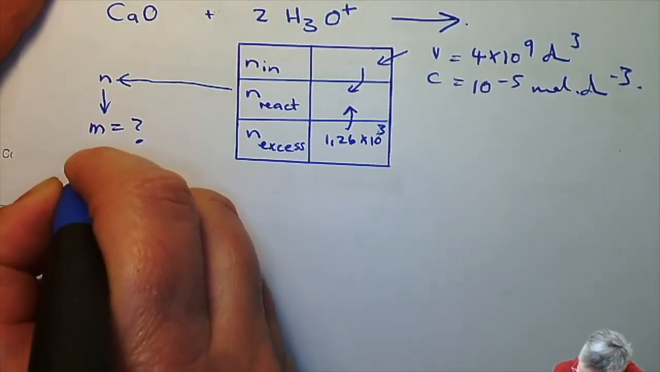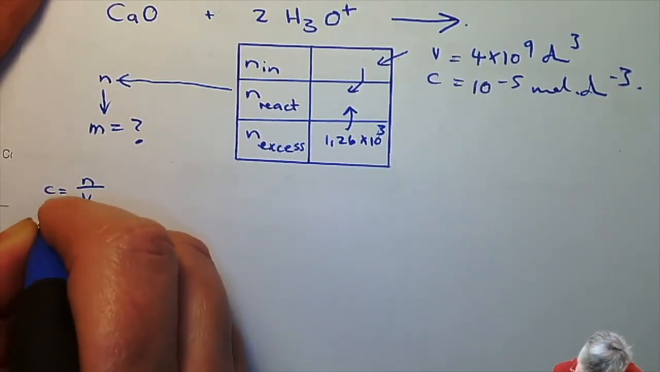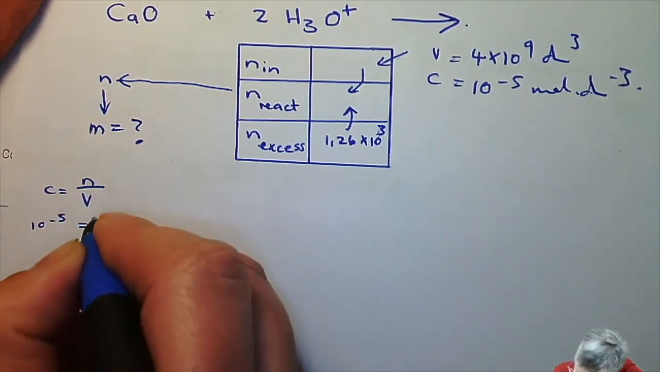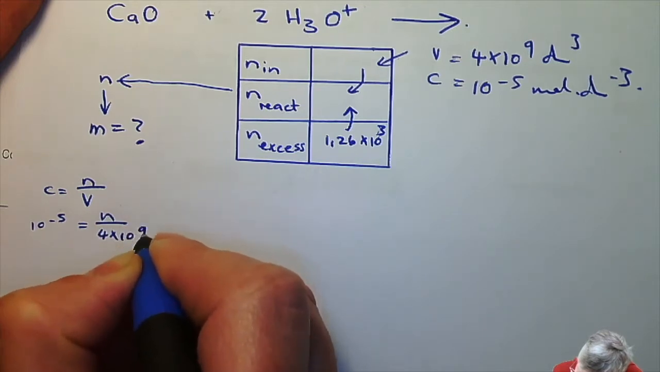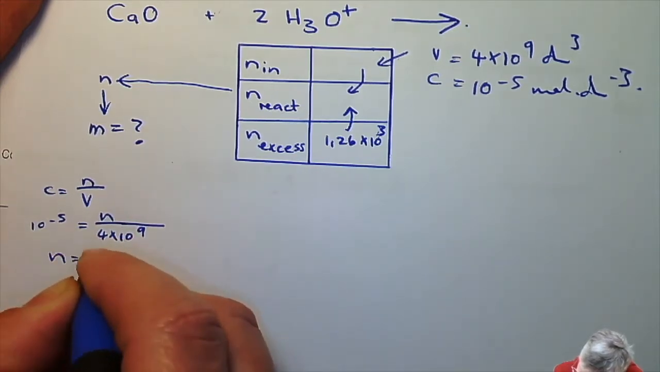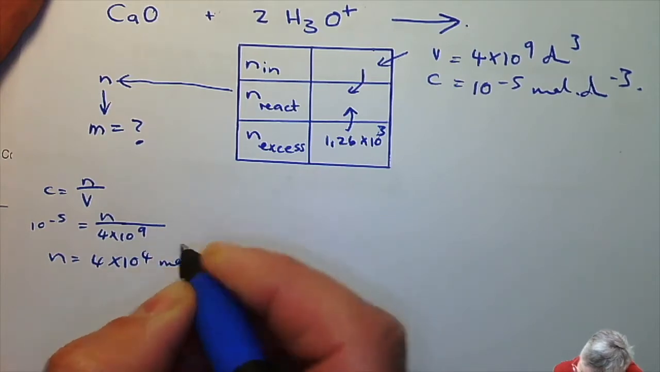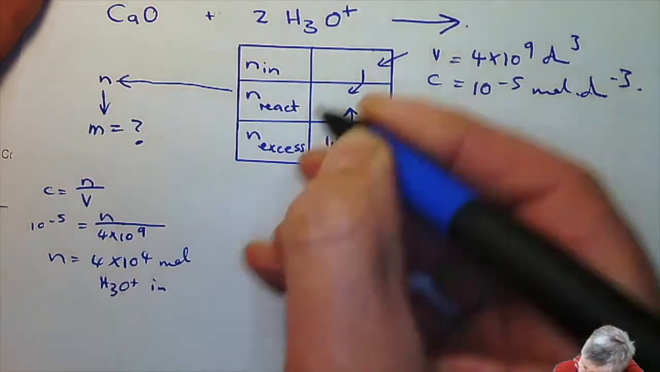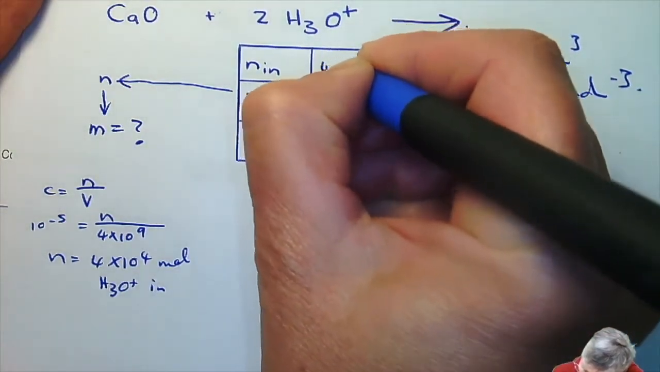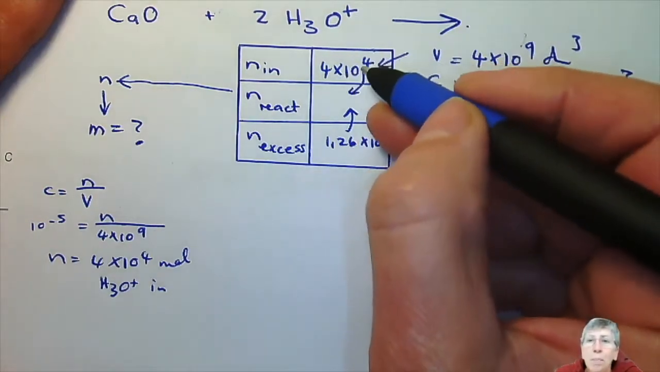Concentration is moles divided by volume. Concentration 10 to the minus 5 now. Moles, I'm looking for, volume 4 times 10 to the 9th. So that is telling me 4 times 10 to the 4th mole, and that is the H3O plus that I put in. Right, so it's over there, 4 times 10 to the 4th. That is how many moles I put in.